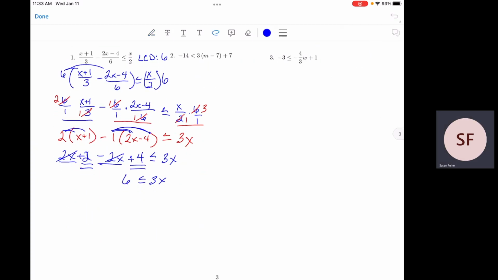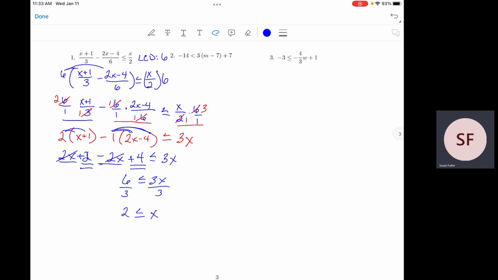Okay. So now to get x by itself, we're going to divide both sides by 3, and we'll have 2 on the left side here and an x here on the right. Because the number that we divided by was positive, we're going to keep our inequality symbol exactly the same way. So we've now solved our inequality, and we just have to figure out how to write our solution.